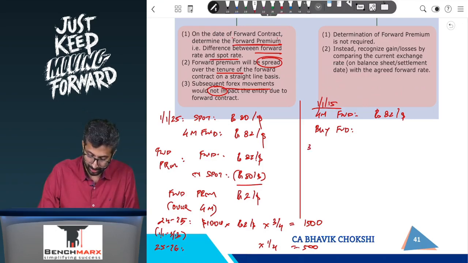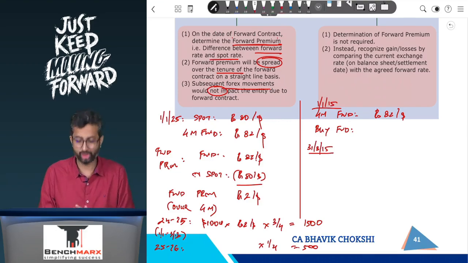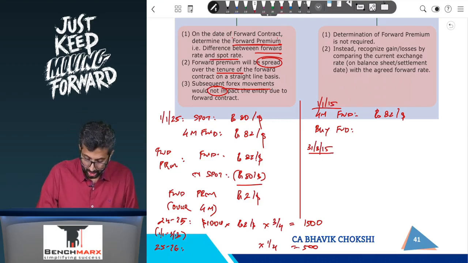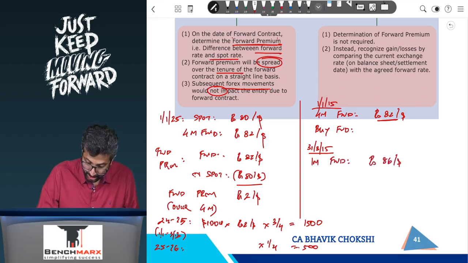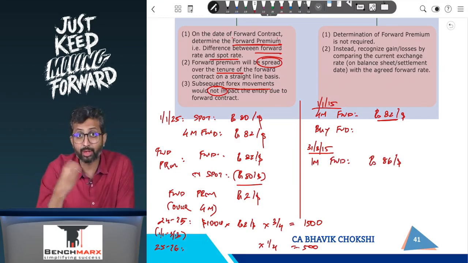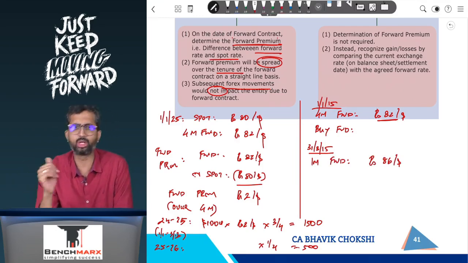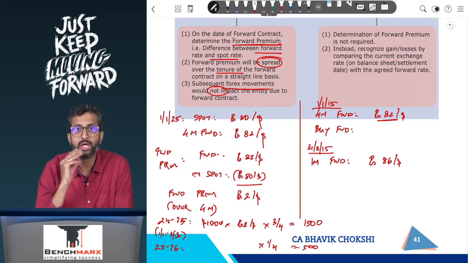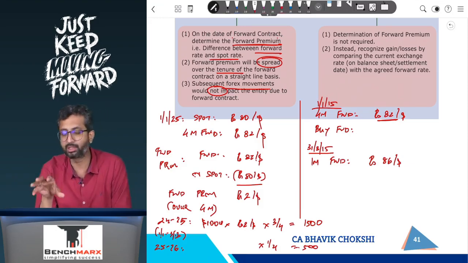Now what will happen is on 31st March 15, that is on the balance sheet date, of the 4 months, 3 months are done, 1 month is remaining. So the 1 month forward is available, let us say, at the rate of rupees 86 per dollar, which means on 31st March, if someone were to enter into a piece of paper which says that they want dollars on 30th April, the rate is likely to be 86.